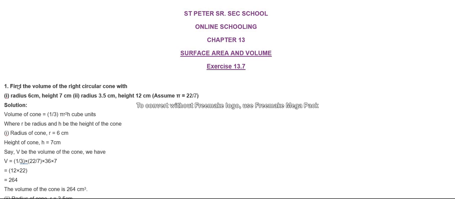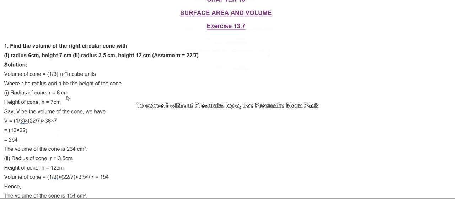Question number one is: we have to find the volume of a right circular cone with radius 6 centimeter and height 7. We know the formula for the volume of a cone is 1/3 pi r square h, where r is the radius and h is the height of the cone. Here r is 6, h is 7.